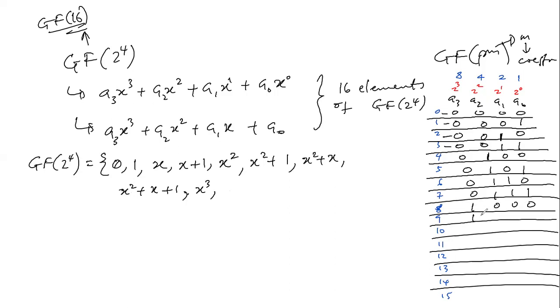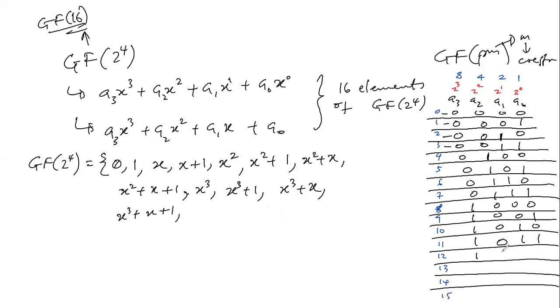Then here we have 9. That's 8 and 1 are turned on, 0, 0. So that is x cubed plus 1 turned on. Then for 10, we have 8 and 2 are turned on. So that's x cubed plus x, right? Then for 11, we have 8, 2, and 1. So this is turned off, 4 is turned off. So that's x cubed plus x plus 1 is turned on.